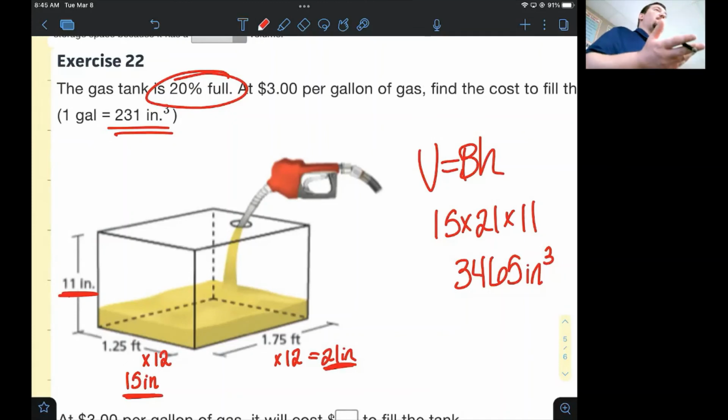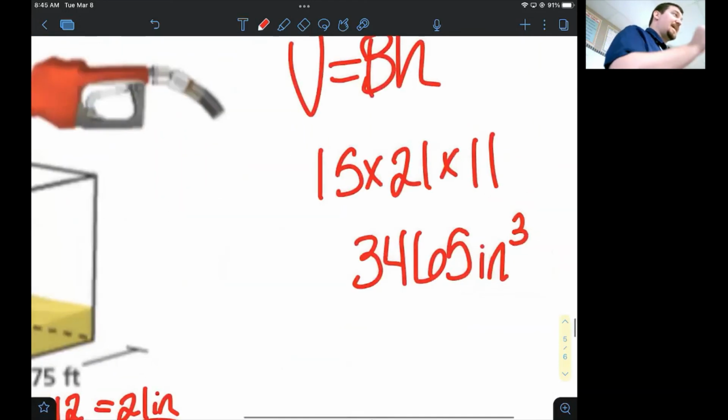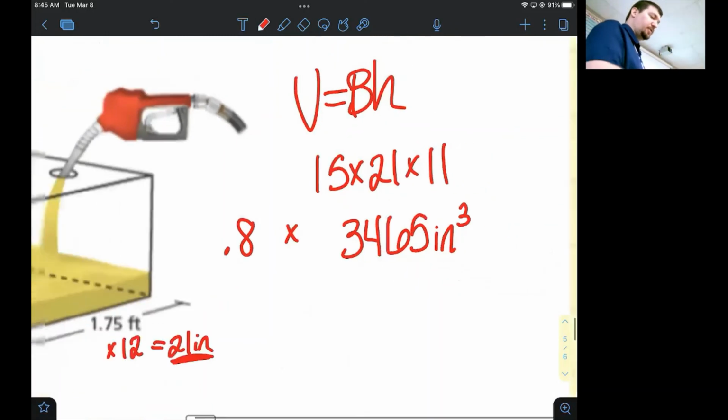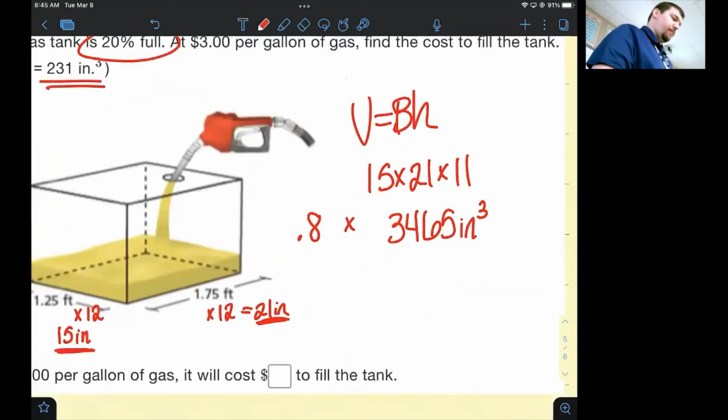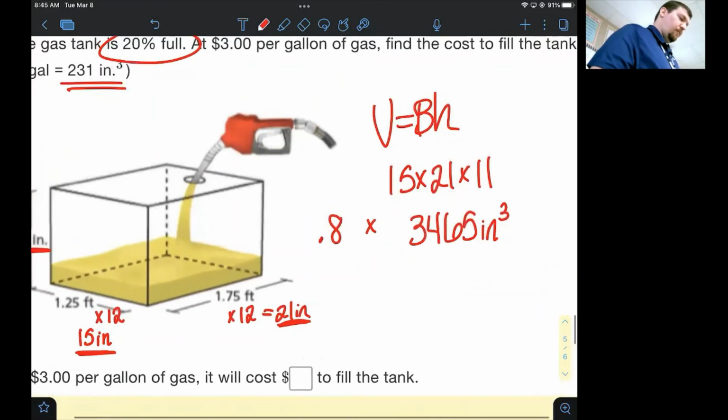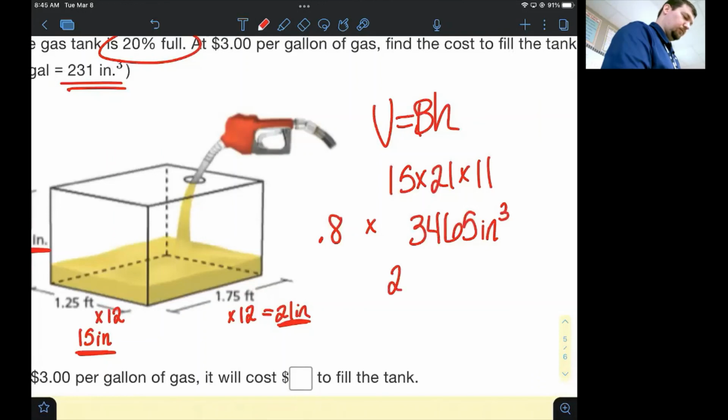So this is kind of like a discount problem, right? Instead of being 100% full, you've already got 20% in there. So you subtract, you only have to do the 80%, right? So we kind of did with discounts. So what I need to do is to find 80% of its volume, or 0.8 of its volume. Hunter, multiply your answer by 0.8. $2,772 cubic inches. That's what we need now.